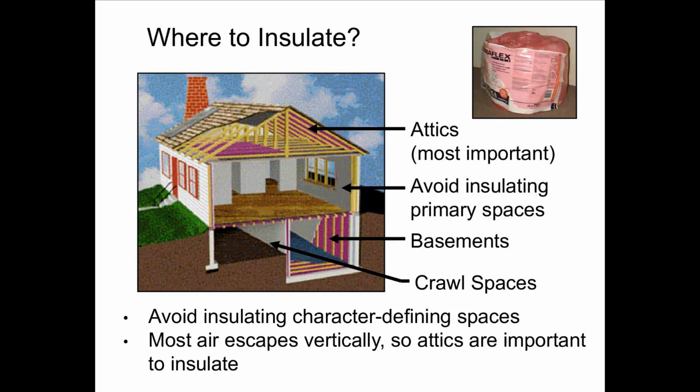As for insulation, attics are the most important. Avoid insulating primary spaces as this adds bulk to the walls and therefore can affect how features such as windows and windowsills appear on the interior. Basements and crawl spaces are also good places to insulate. Avoid insulating character-defining spaces, as I said, and most air escapes vertically, so attics are the most important place to insulate.